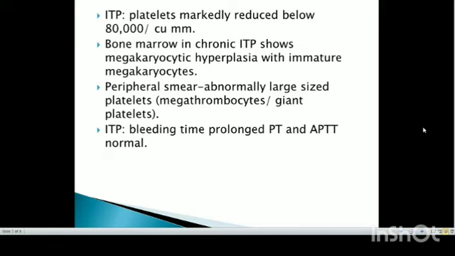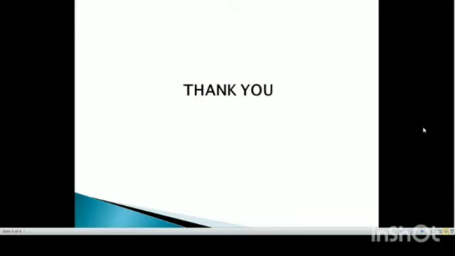And next, in ITP the bleeding time is prolonged, but prothrombin time and activated partial thromboplastin time will be normal. That's all about the lab diagnosis and all about ITP.